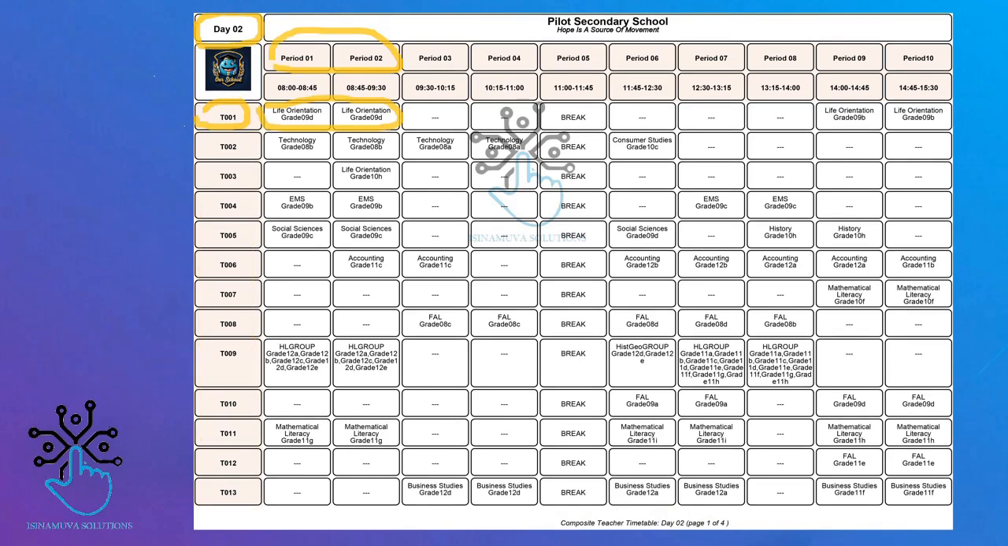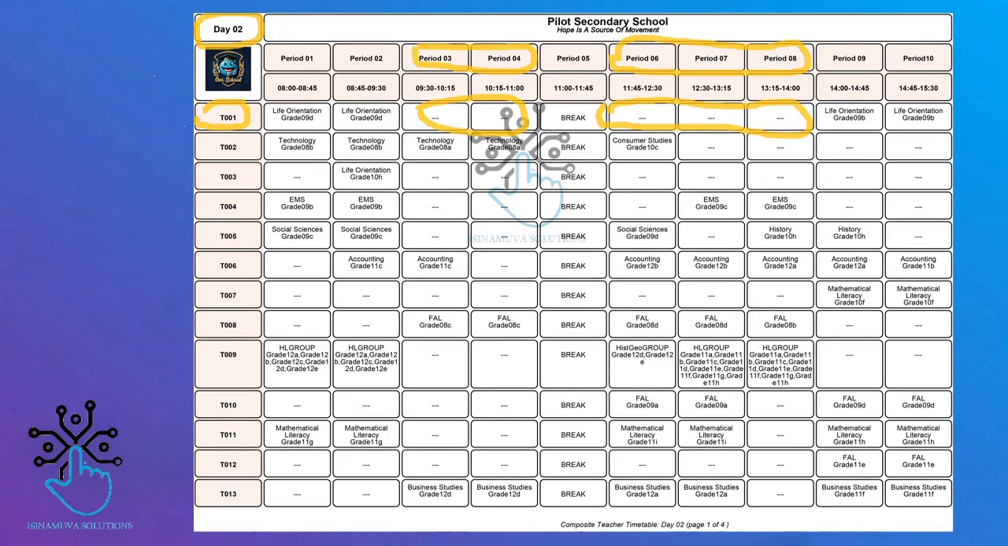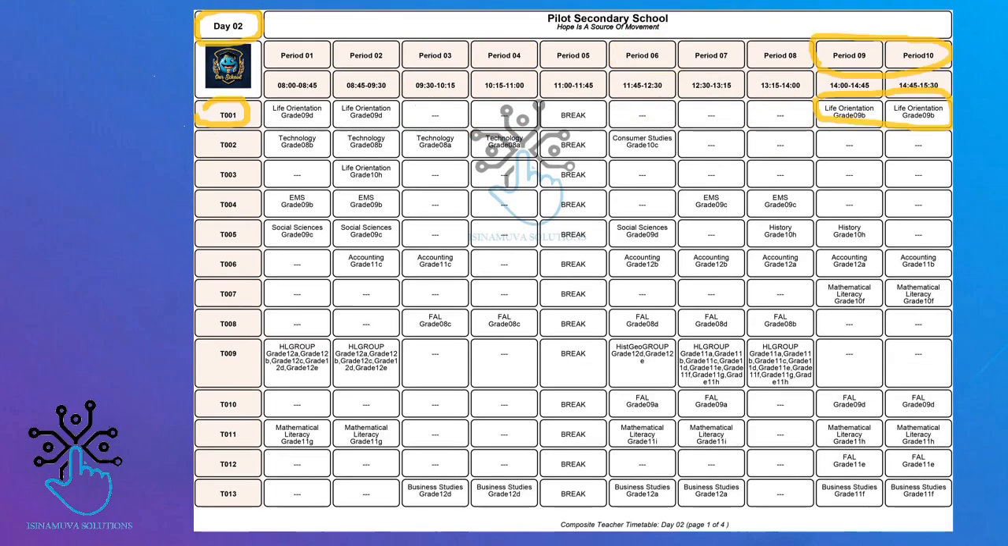The information conveyed by this slide is that on day 2 of the school week, teacher T001 starts the day with a double period of life orientation in grade 9D, has free periods before and after the school break, and concludes the day with a double period of life orientation in grade 9B.